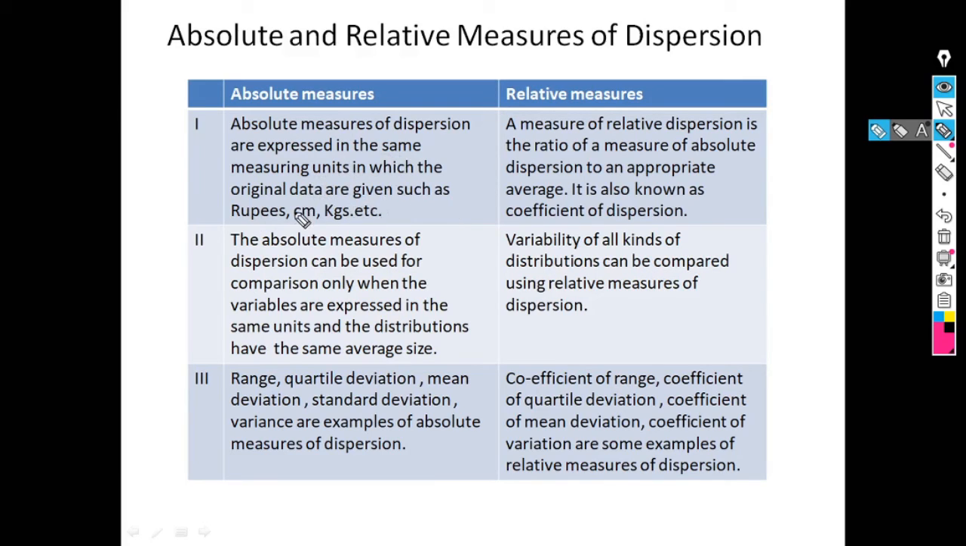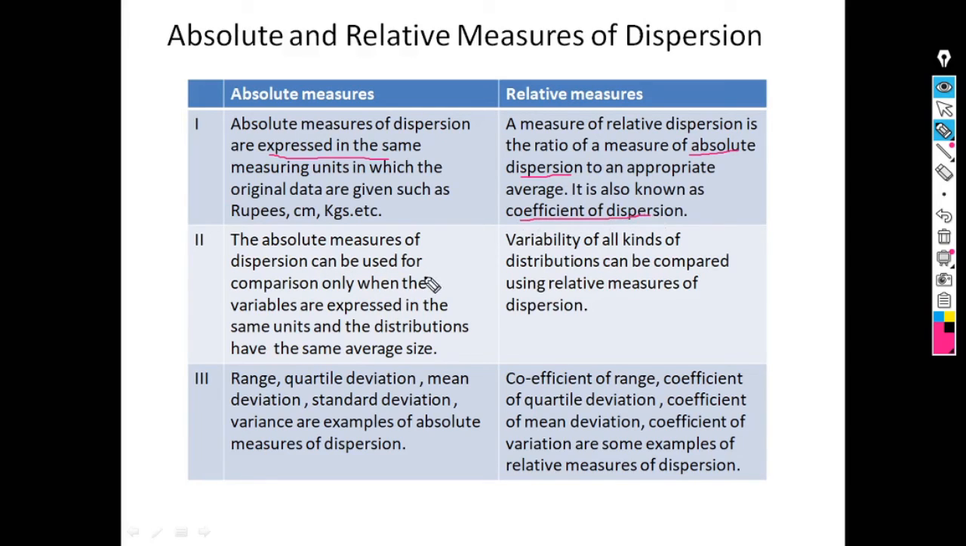Suppose in the original data the height of a person is given, or the weight of a person is given. The absolute measure of dispersion is expressed in the same measuring units, that is, in rupees, centimeters or kgs. But the relative measure of dispersion is the ratio of the absolute measure of dispersion to the appropriate average. It is also known as the coefficient of dispersion.